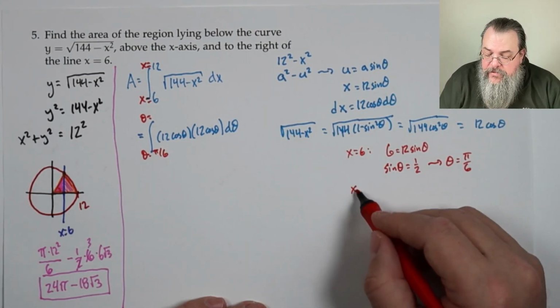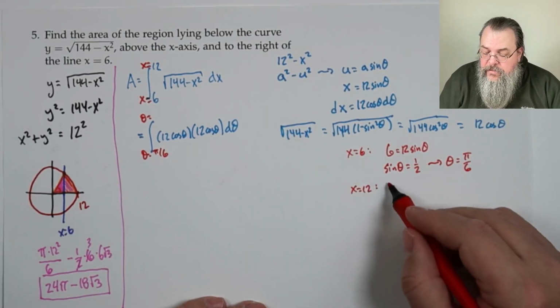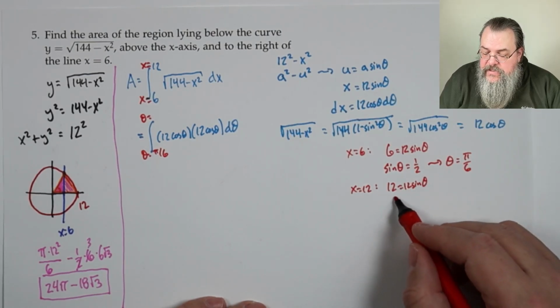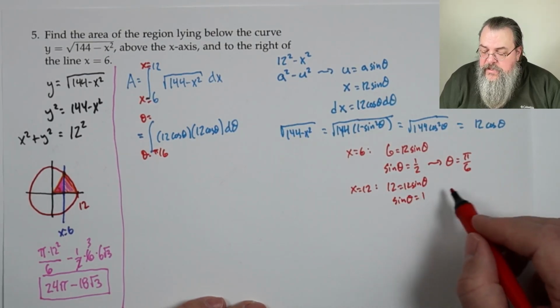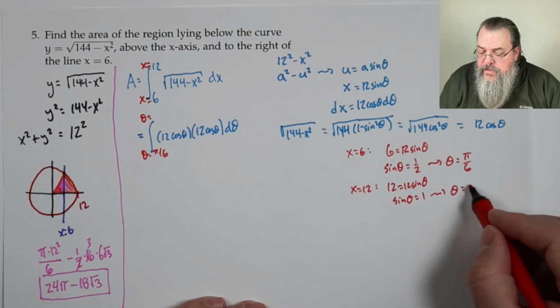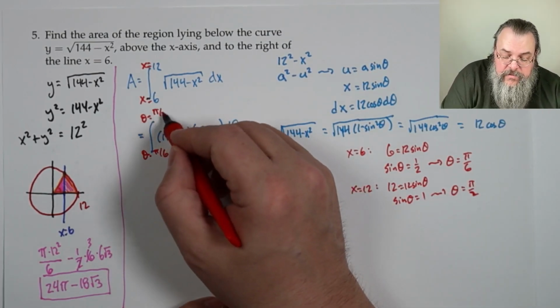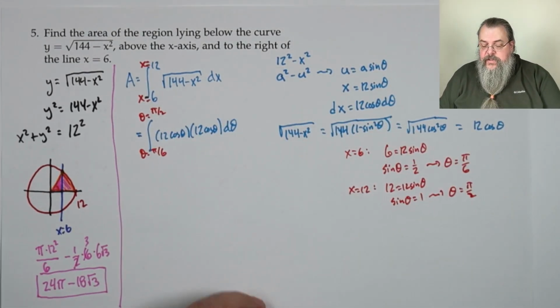How about x equals 12? 12 equals 12 sine theta. That says sine of theta should equal 1, so theta should be pi over 2. So we write that down, pi over 2. All right, good.